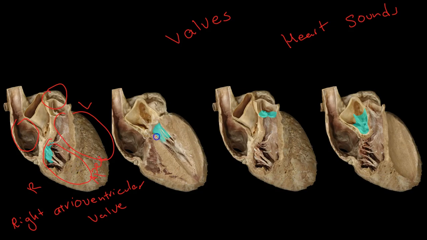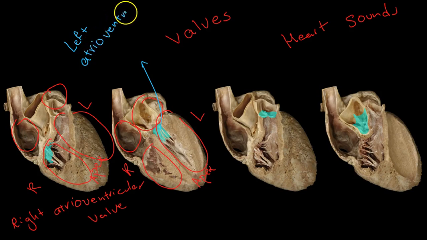And then in this picture, you can see again, find the apex, find the left side, find the right side, and then find the right atrium, left atrium, the right ventricle, the left ventricle. And what would be the name of this valve? This one is left atrioventricular valve.